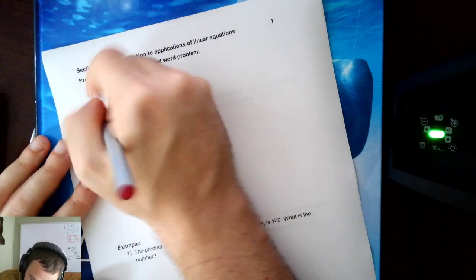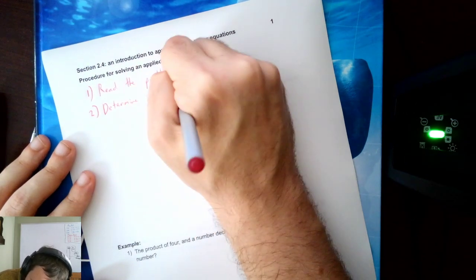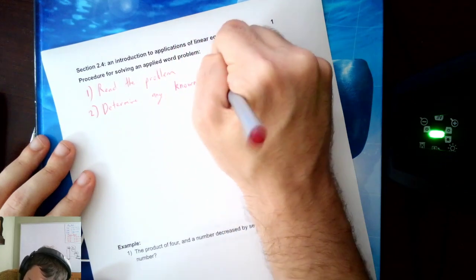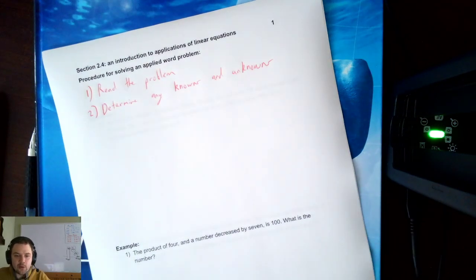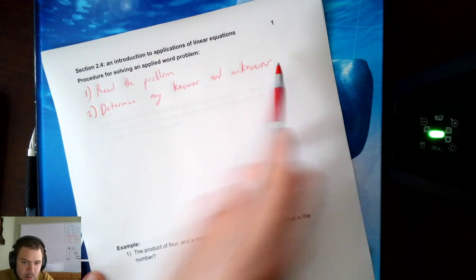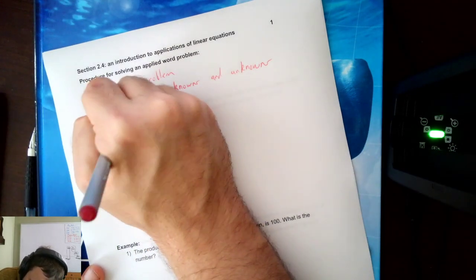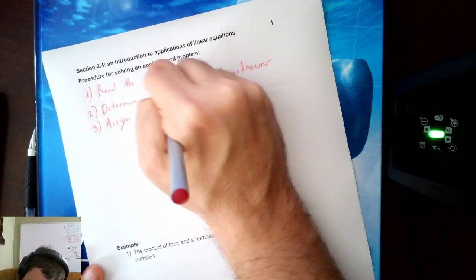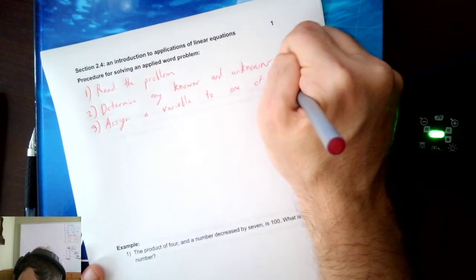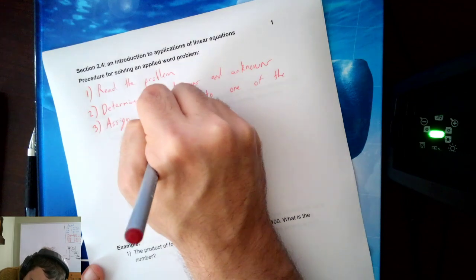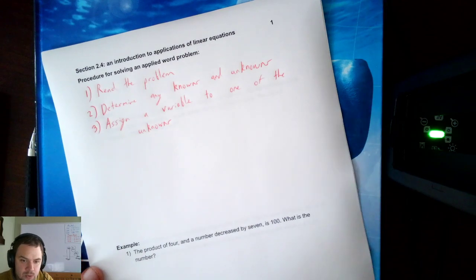Our second step is determine any knowns and unknowns for the question, right? We want to determine what we know and what is unknown. Our third step is assign a variable to one of the unknowns. I need to assign a variable to one of the unknowns. I gotta pick a variable to use.